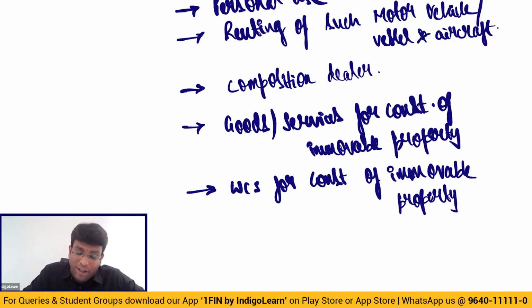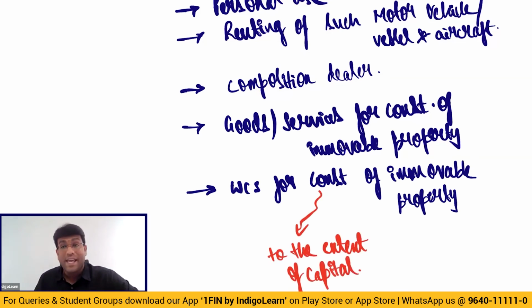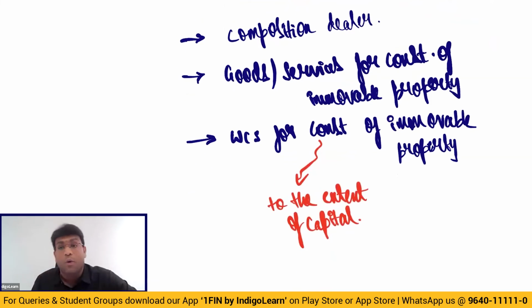For construction of what, my dear friends? Immovable property. And construction is nothing but repairs, renovation, improvement to the extent of capitalization. That means only those which are capital in nature. If it is revenue in nature, then credit is allowed. If it is capital in nature, then credit is not allowed.